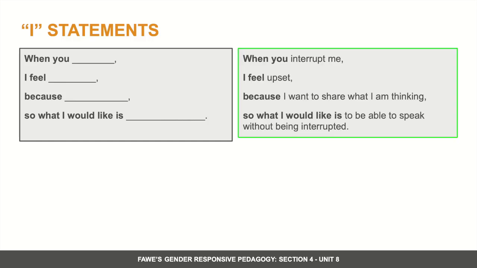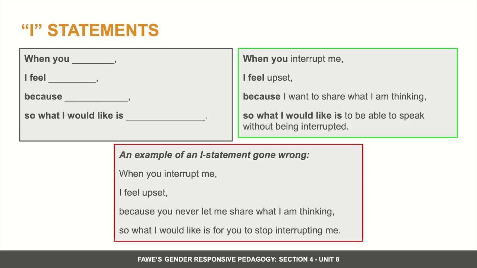For example, when you interrupt me, I feel upset because I want to share what I'm thinking. So, what I would like is to be able to speak without being interrupted. Remember that the emphasis has to be on the person giving the I statement, not the listener. For example, the I statement would be less effective if it is said, when you interrupt me, I feel upset because you never let me share what I'm thinking. So, what I would like is for you to stop interrupting me.